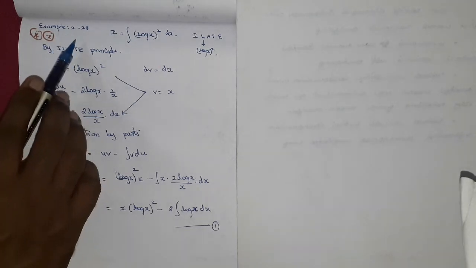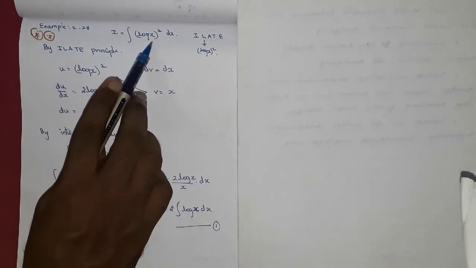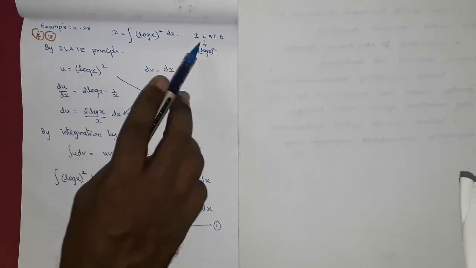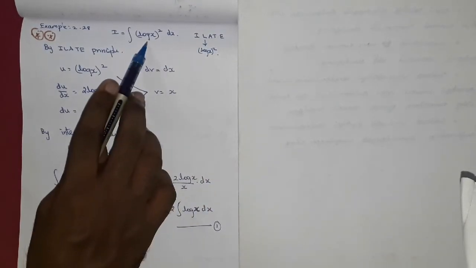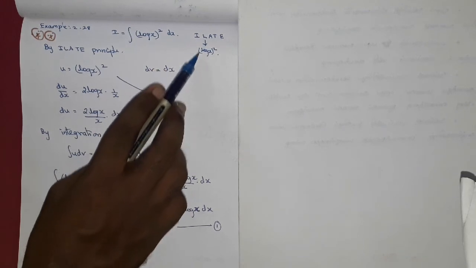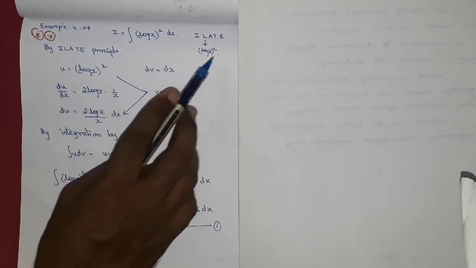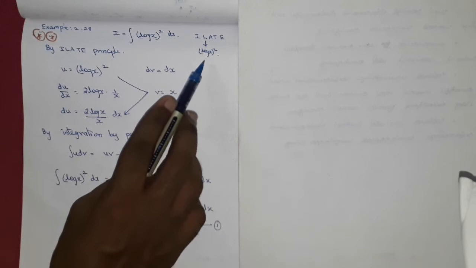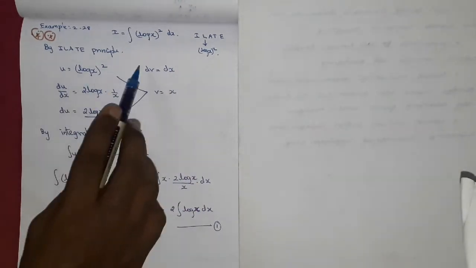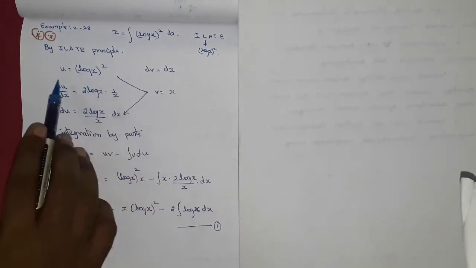Example number 2.28. I equal to integral of (log x) the whole square into dx. So write the word I later. Here (log x) the whole square is a logarithmic function. So below L write (log x) the whole square, and that is the only function present here. So it is u. By the ILATE principle, name (log x) the whole square as u.